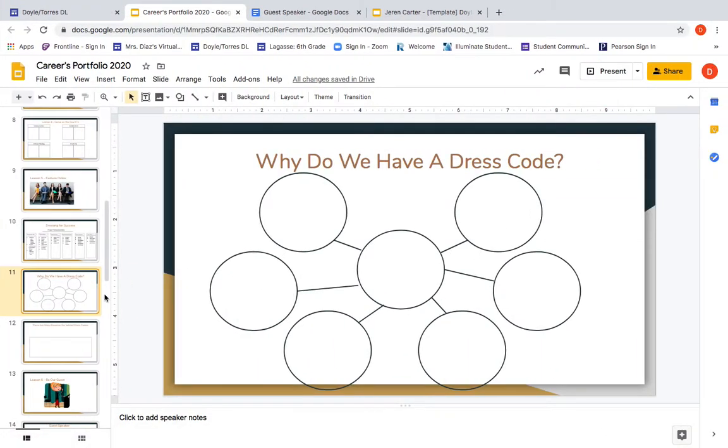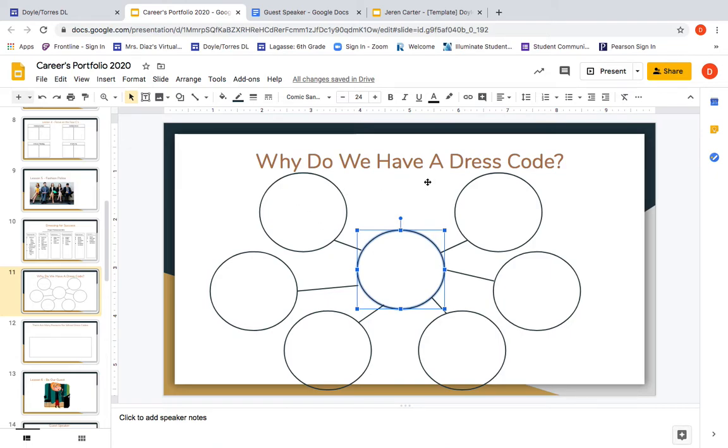All right, so here we are on slide 11 of lesson 5, okay? And this is a bubble map. And remember, what we put in the center is our main idea, our main topic, and then the outside bubbles represent ideas or things that reflect this idea here in the center. Okay, so the slide is titled, "Why do we have a dress code?"